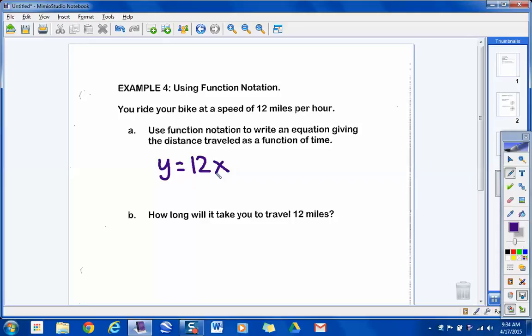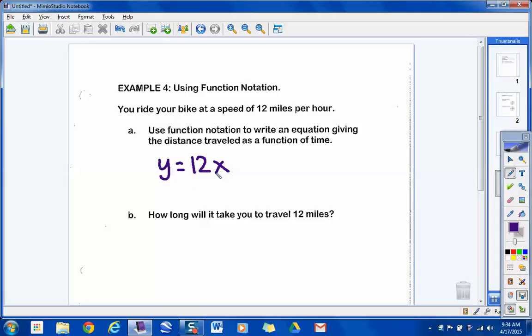Okay, do you guys agree that the distance I travel, y, is equal to 12 times the number of hours I travel? So if x was 1 hour, you would take 12 times 1, right? If x was 2 hours, 12 times 2. If x was 5 hours, 12 times what? 12 times 5, right? Okay.